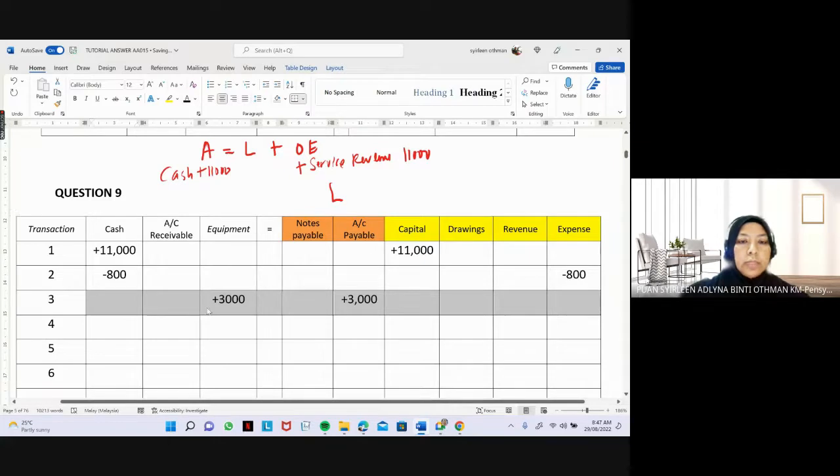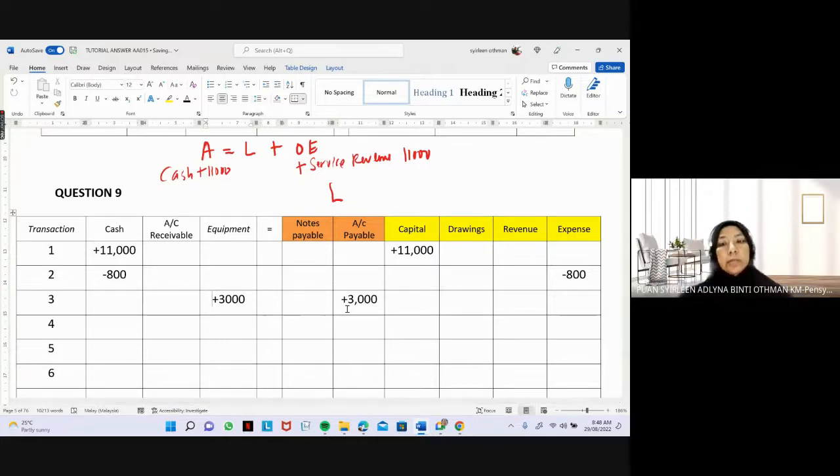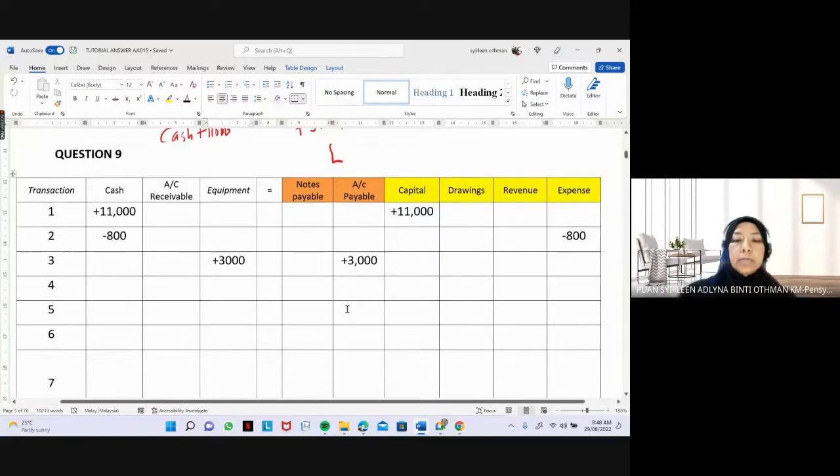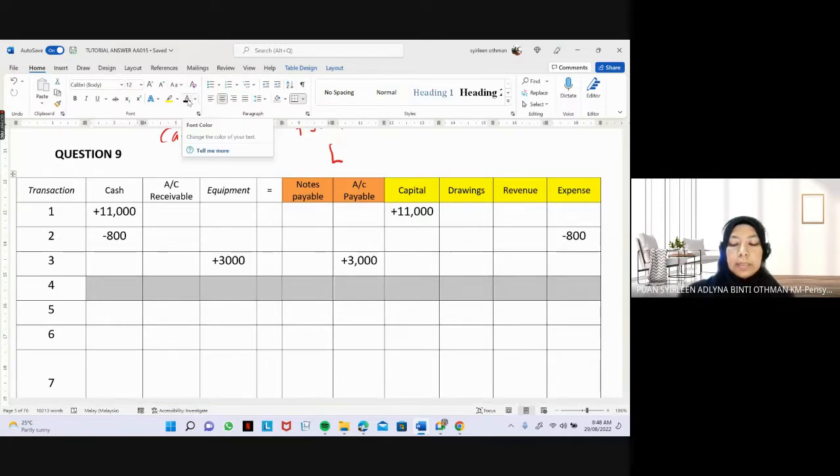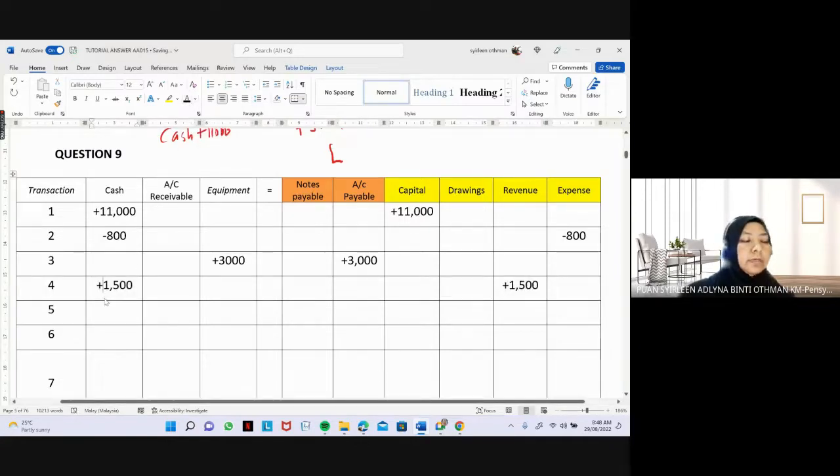Okay, so equipment tambah 3,000. Accounts payable because the purchase was on accounts, right? Credit terms. Okay, so belum bayar lagi, so dia akan jadi liability lah, plus 3,000. Okay, number 4, perform legal services for clients. Okay, service dah buat, jadi revenue bertambah, dan dia dah bayar in cash. So I akan tambah 1,500 dekat cash and I tambah 1,500 di revenue. Okay, that is for number 4.